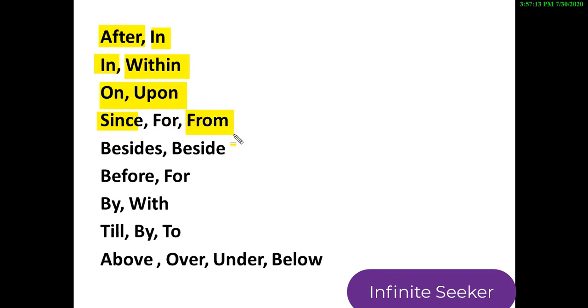From is used to denote a point of time. It can be used with all the tenses. However, it must be followed by to, till, or until to indicate the beginning and end of a period of time. For example, the movie show is from 4 to 8 in the evening. Sally will begin her classes from tomorrow.